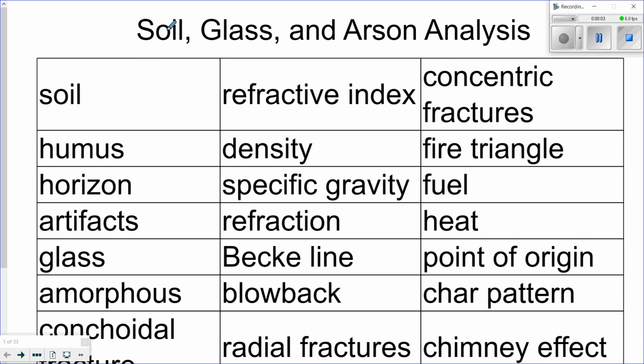All right, so starting our last unit, this is another one of those units that takes smaller topics and puts them in the same unit overall. So this unit, we're going to focus on soil, glass, and arson analysis and evidence that we'll look at. So today we're going to focus on soil.